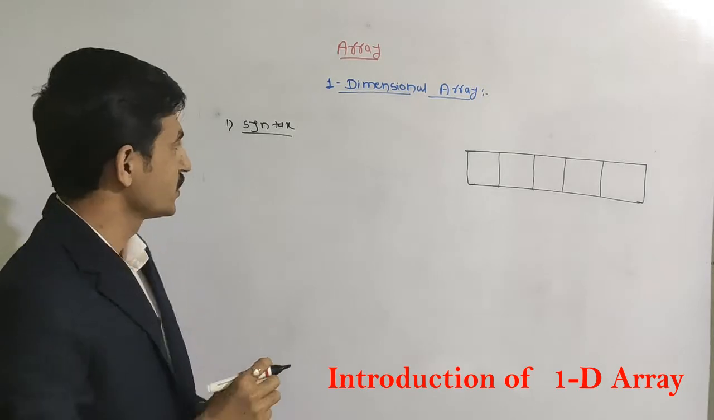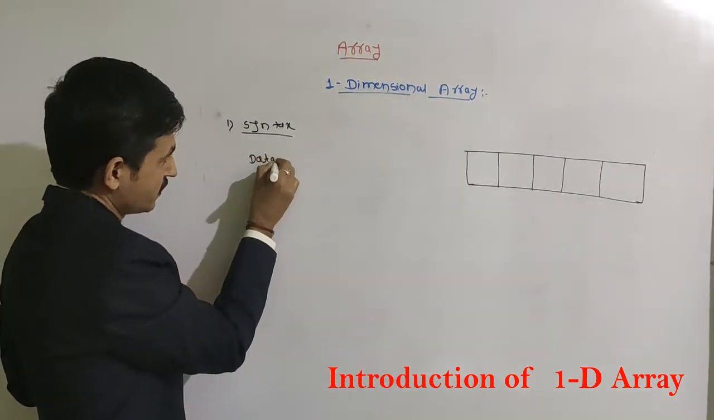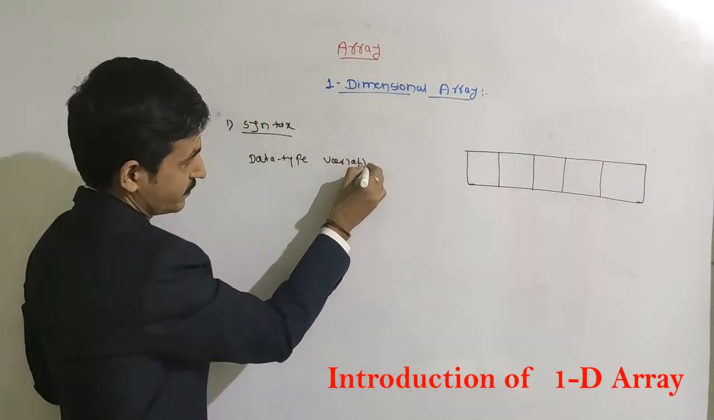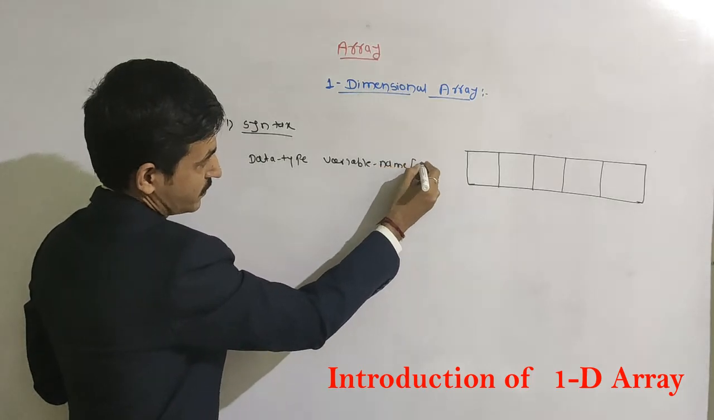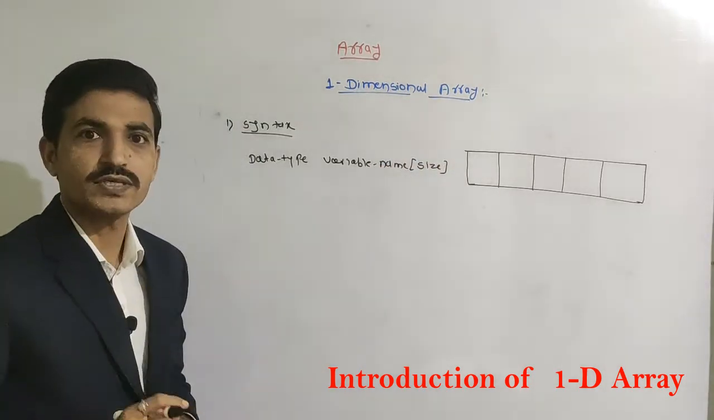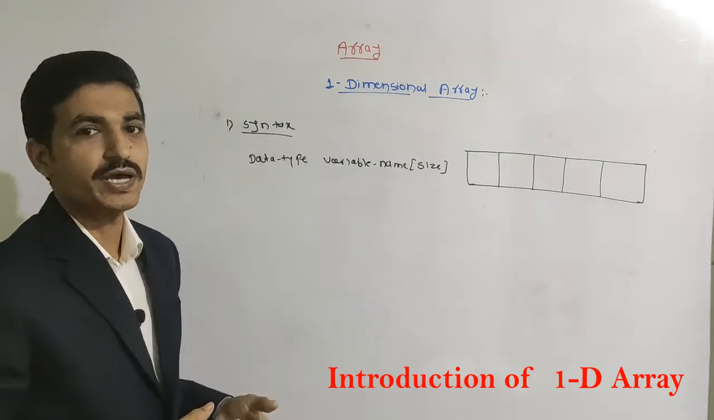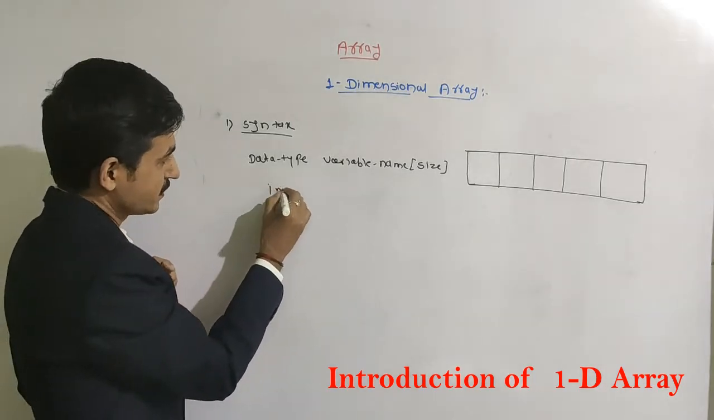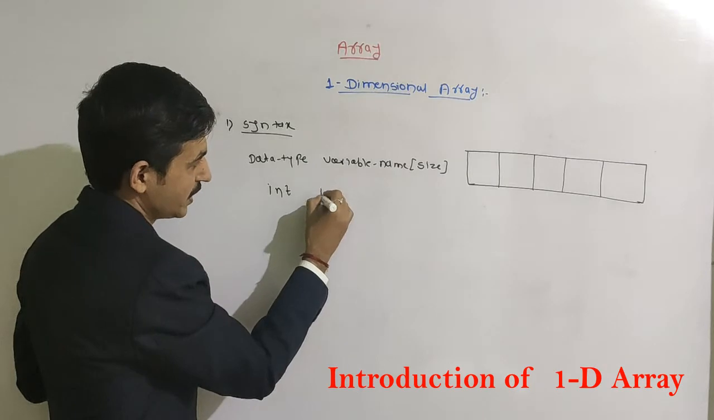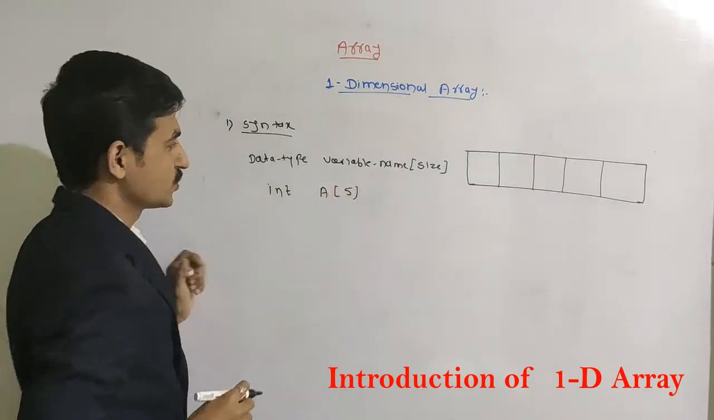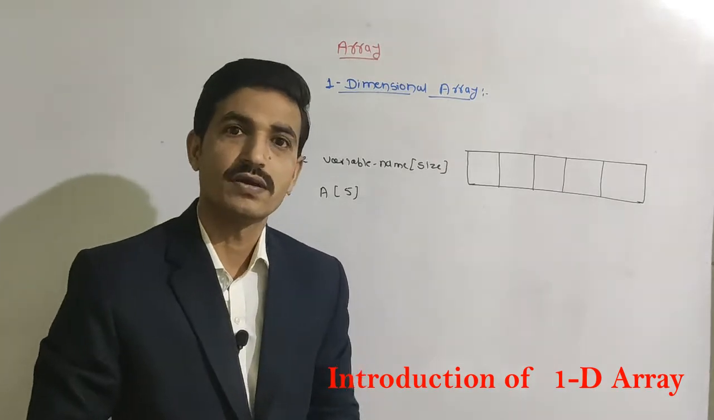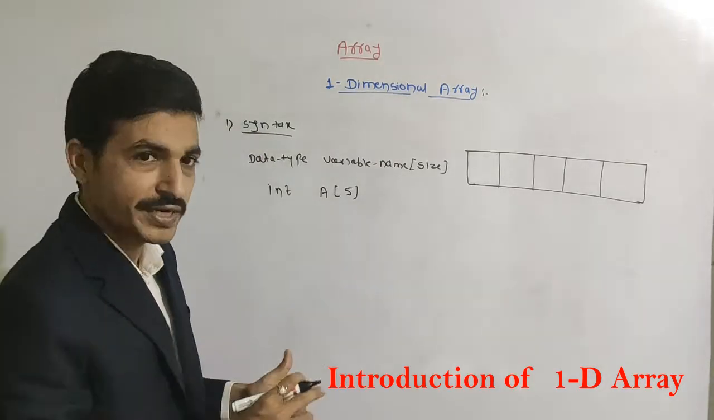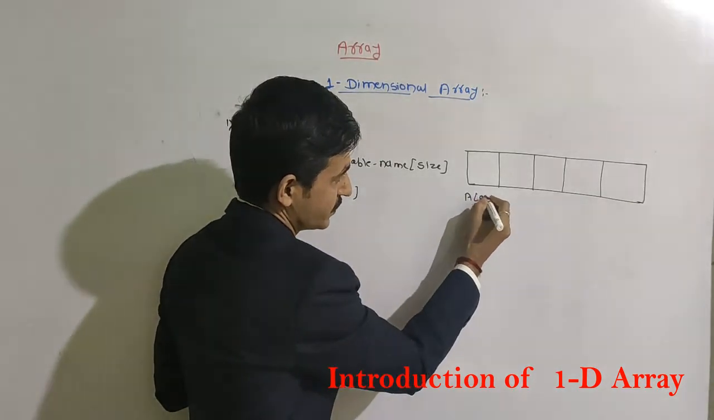As it is a user-defined data type, declaration first requires the data type, then the variable name, and in the square brackets we have to mention the size of the array. What size we require for a particular array to store the elements inside the internal memory. So let's say the data type is integer, the variable name is a, and the size is 5. When I declare this variable int a[5], the compiler will allocate 5 free slots for the array a, and it can be read as a of 0.